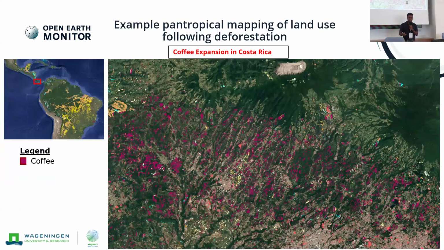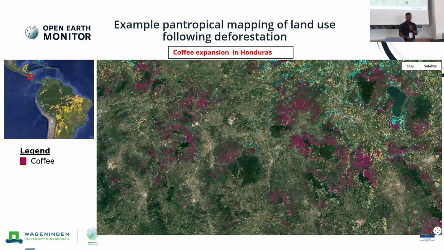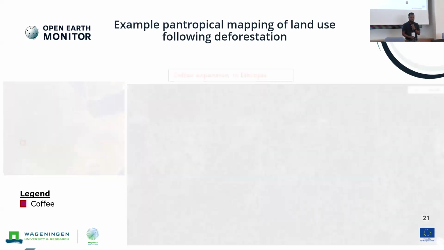Similarly, if you go to Costa Rica here, we see most of it dominated by coffee expansion. And in Honduras, for example, you can see the pattern mostly of coffee moving along the mountain regions. So what will the future look like, maybe in 10 or 15 years?